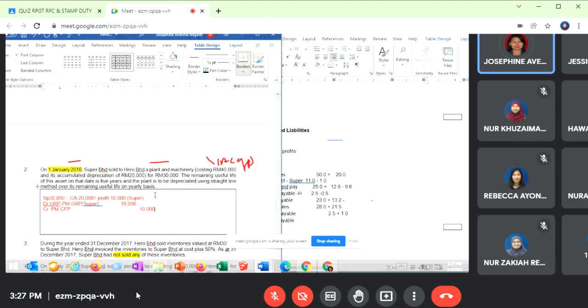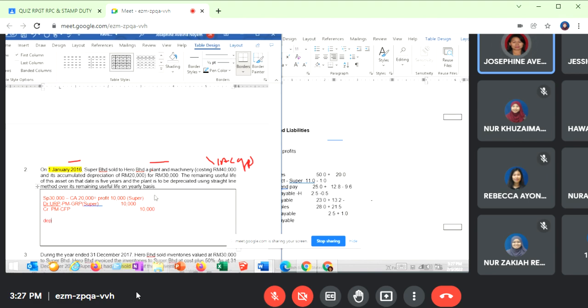All right. The next one is depreciation. In this case, if we don't recognize the profit, that means the depreciation is over provided. Over provided by how much? 10,000. Remaining useful life is 5 years. You divide by 5, so that's 2,000 per year. So depreciation is over provided 2,000 per year.